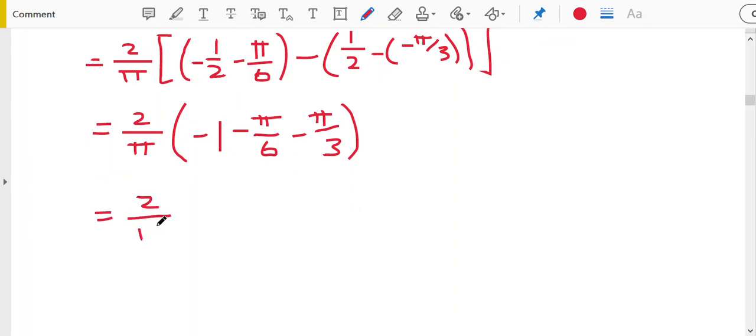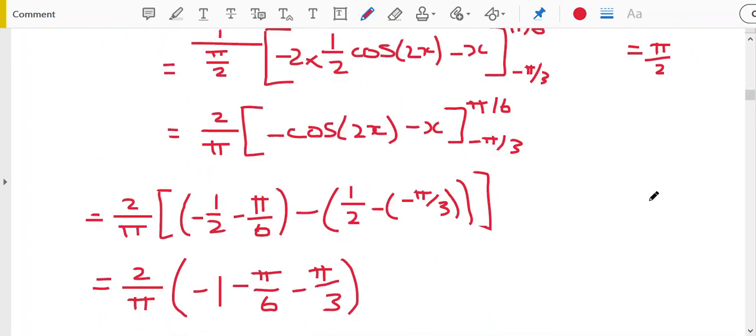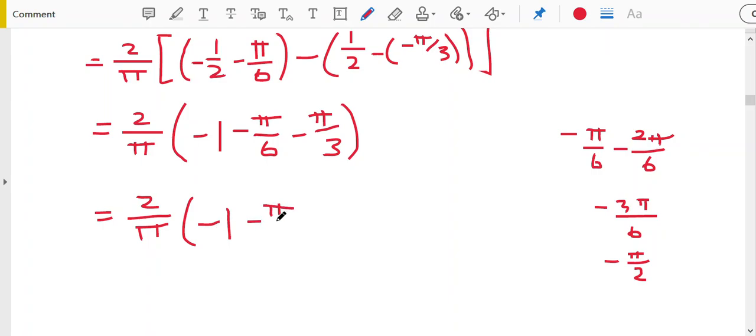So 2 over pi, all multiplied by minus 1. And now again I need to do some arithmetic. Minus pi over 6 minus pi over 3. Okay, we sort of did a similar calculation up here. So a common denominator just out on the side, minus pi over 6 minus 2 pi over 6 is minus 3 pi over 6, which simplifies down to minus pi over 2. So I can write that in my brackets.